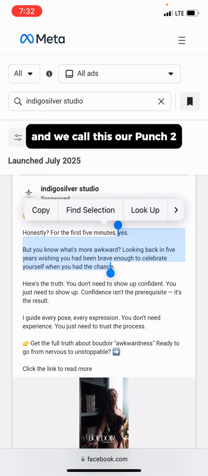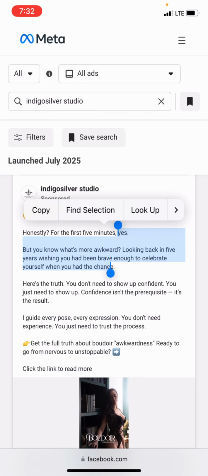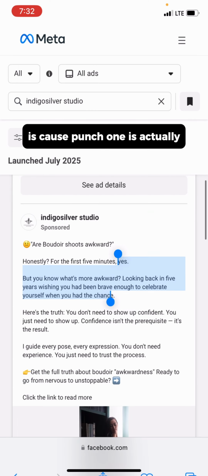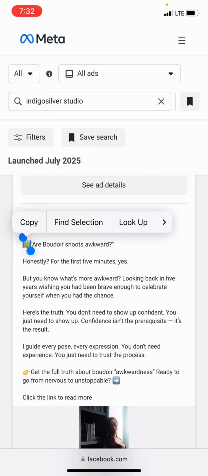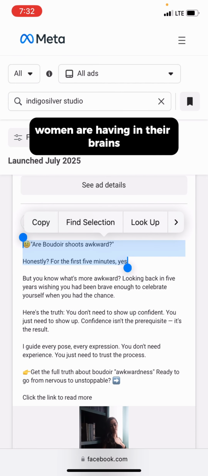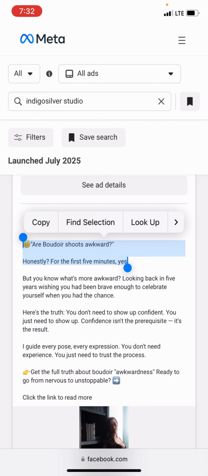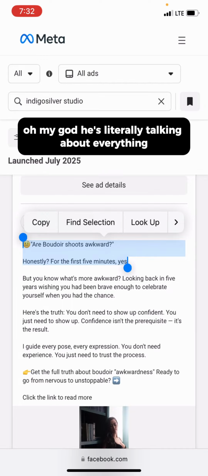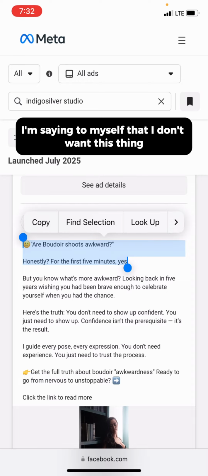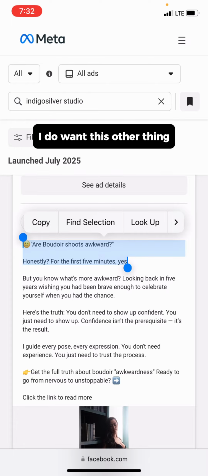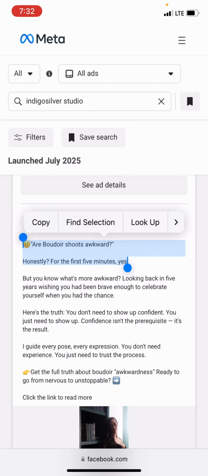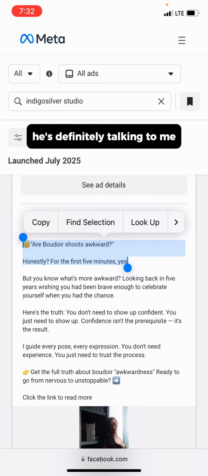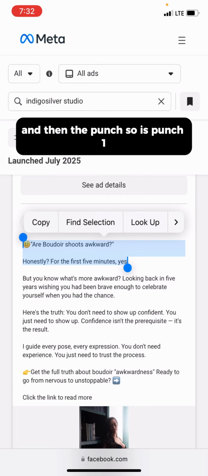And we call this our punch 2, basically like write the movie script, write the movie lines for this punch 2. And the reason we call it punch 2 is because punch 1 is actually up here, the see more headline, which is correctly getting the conversation women are having in their brains. And when we do that, they say, oh my God, he's literally talking about everything I'm saying to myself, that I don't want this thing, I do want this other thing, and I don't want to have to deal with these things. Oh my God, all right, I got to click dot dot dot see more. He's definitely talking to me.